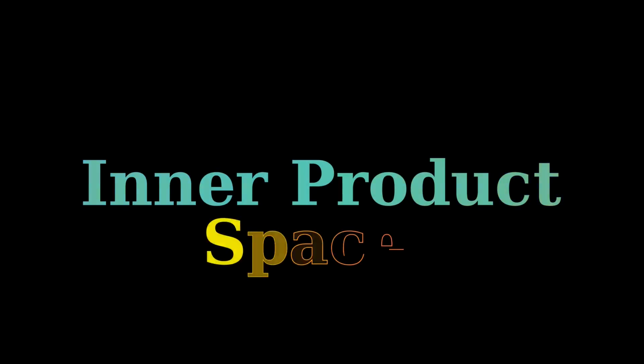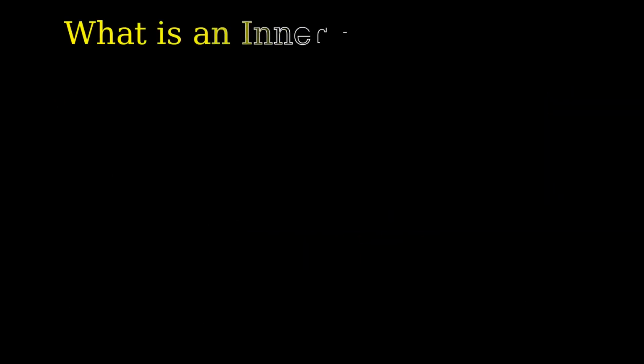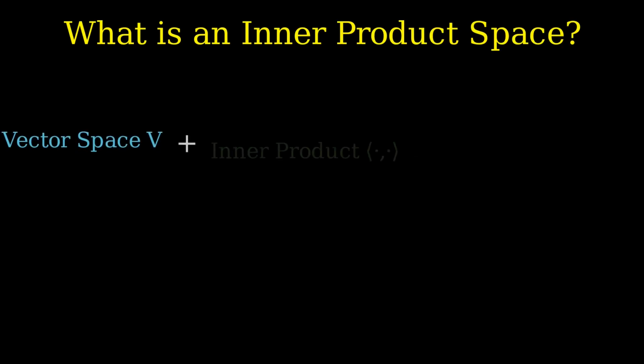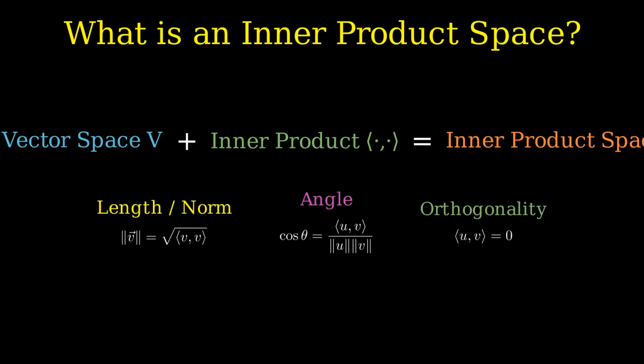Welcome to a visual exploration of inner product spaces, one of the most beautiful structures in linear algebra. An inner product space is a vector space equipped with an additional structure, a way to measure angles and lengths. This structure allows us to compute lengths of vectors, angles, and determine orthogonality.